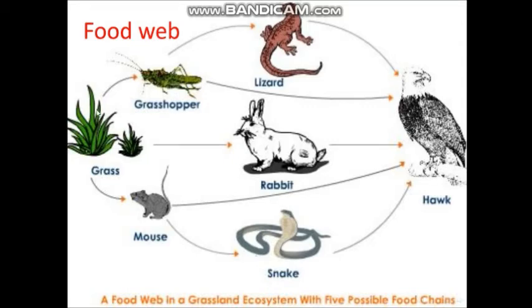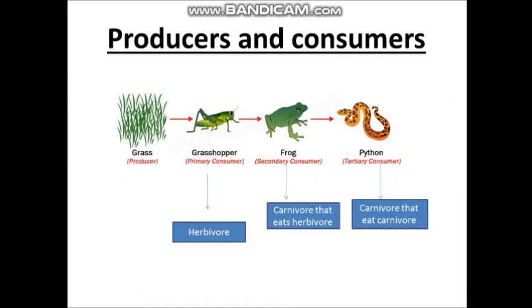Same thing is happening here: the grasshopper will eat the grass, and the energy will go to the grasshopper. The energy from the grasshopper will be transferred to the lizard, and the lizard will be eaten by a hawk, and the energy is now in the hawk. So what is the difference between a food chain and a food web? A food chain is just one chain that shows the energy flow. And when we interlink many food chains, we get a food web.